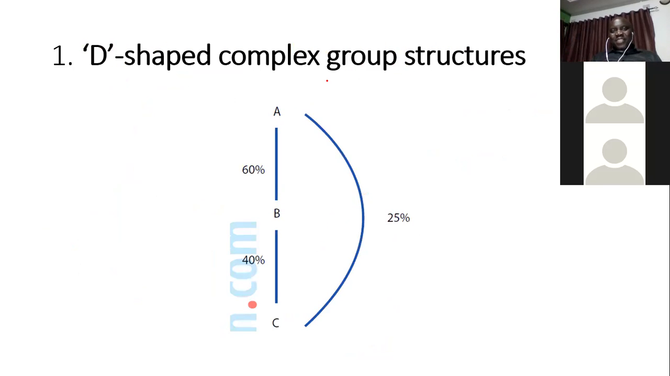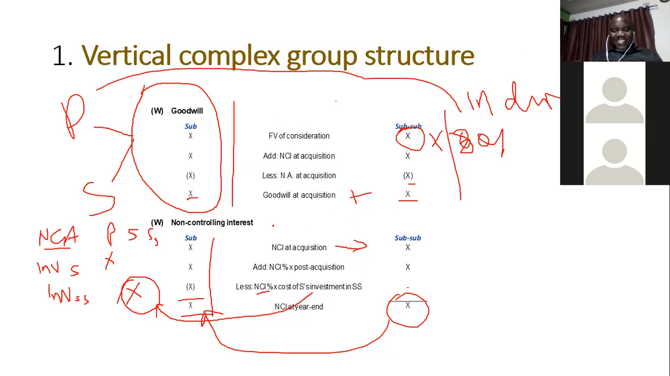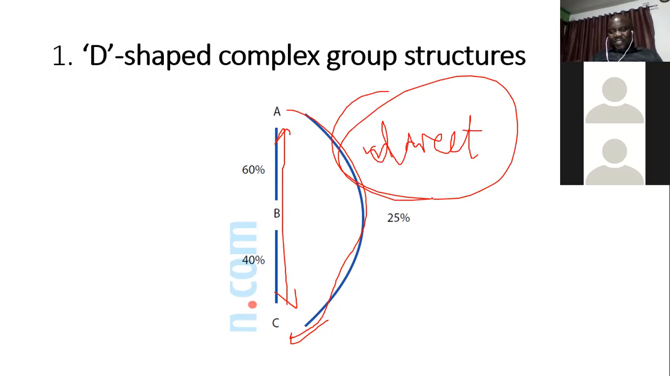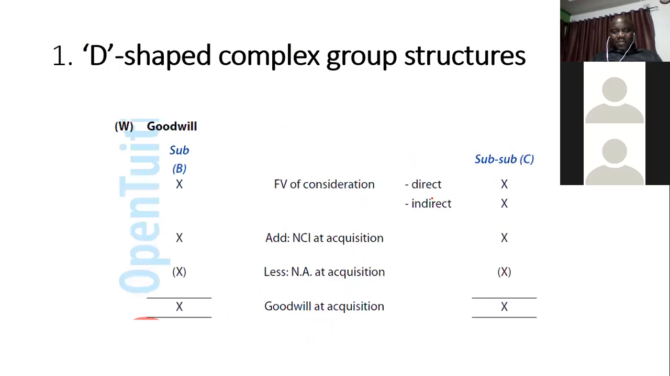Then we have the D-shaped complex group structure, which I'd already explained. This relationship here, obviously you do your computations like this. Then this other relationship that goes like this is very easy because there you actually go direct. When you're looking at your goodwill and all those things, it just basically goes direct, which obviously we'll look at tomorrow when you start looking at computations. For now, this is how it's going to work on D-shaped.